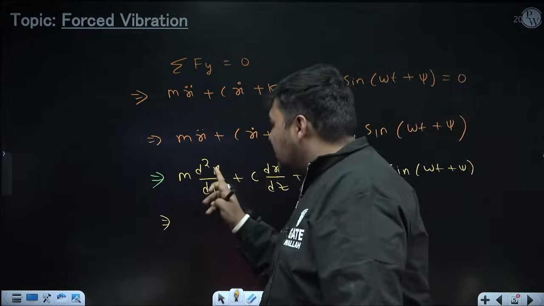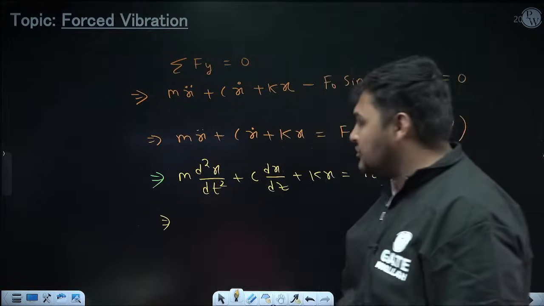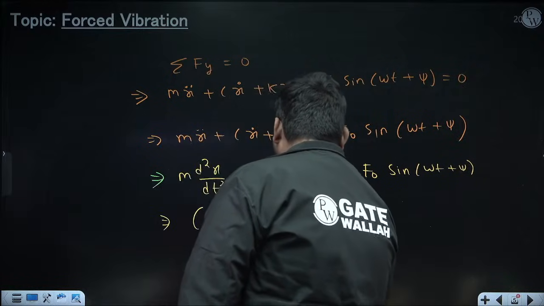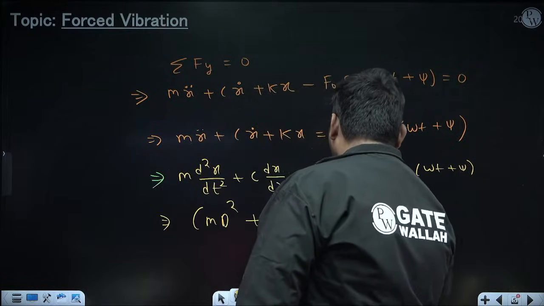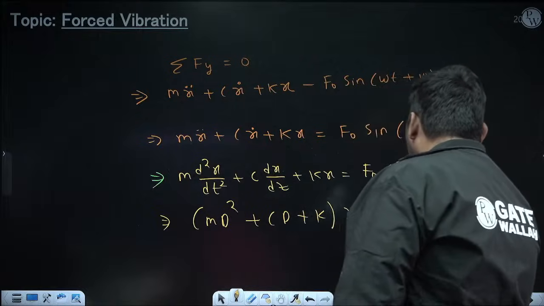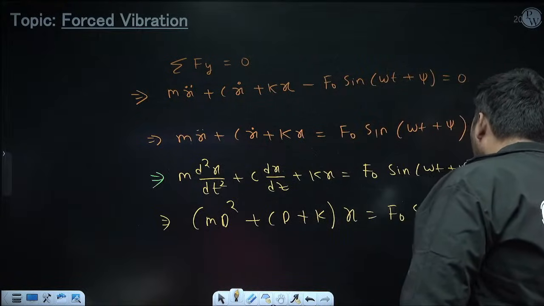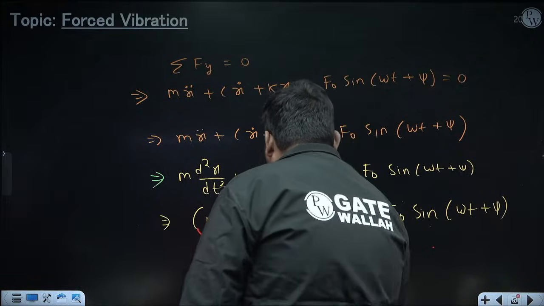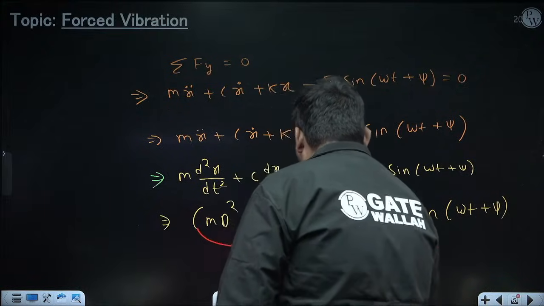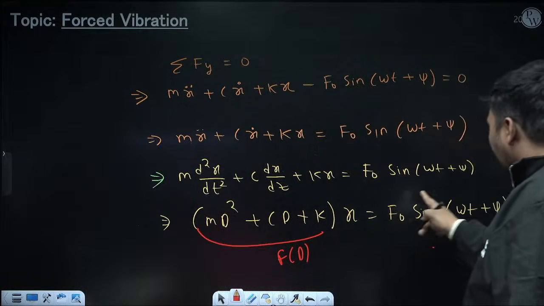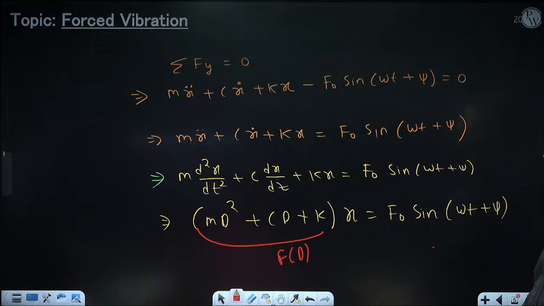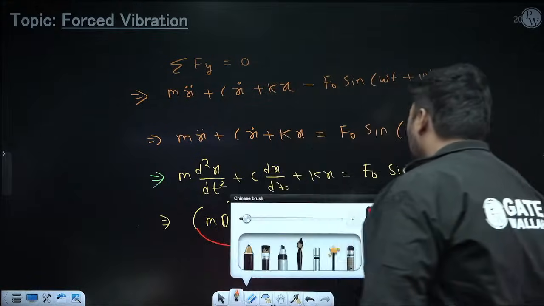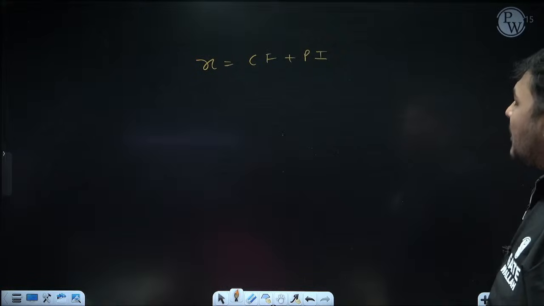And we replace d square by dt square by operator d square. So it becomes (m d square plus c d plus k) into x, which is equal to F0 sine(omega t plus psi). So by doing this replacement, if we get an equation like this, some function of operator D into the dependent variable, and separately some function of the independent variable, that equation is nothing but a linear differential equation with constant coefficients. And to find its solution, we'll find CF plus PI.